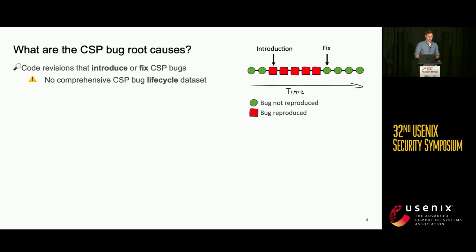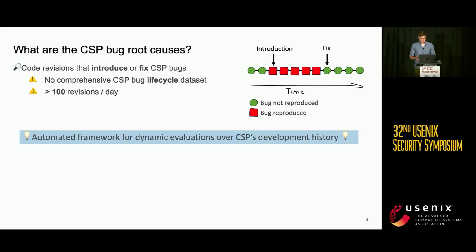So when we started this project, there was no comprehensive data set of CSP bug lifecycles. We had to create this ourselves. And if you know that nowadays more than 100 revisions are committed to these code bases in a day, it's like searching for a needle in a haystack, right? So we wanted to automate as much as possible of this process. So for this, we developed an automated framework. It uses dynamic evaluation to search for the introducing and fixing revisions over the full CSP development history.